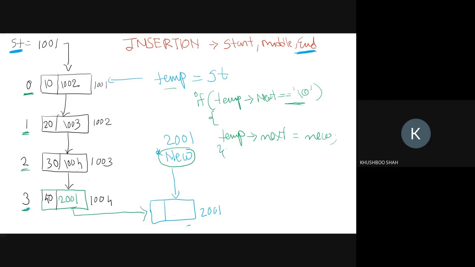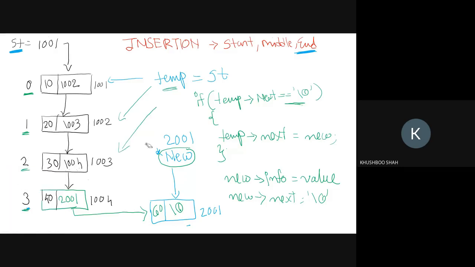Okay, so only this much of logic you required, and the other thing, new info is equal to value, and new next is equal to null, right? So value, let's say 60, and null. So you can see that every time this temp will have the pointer to the next node. So this is the logic.